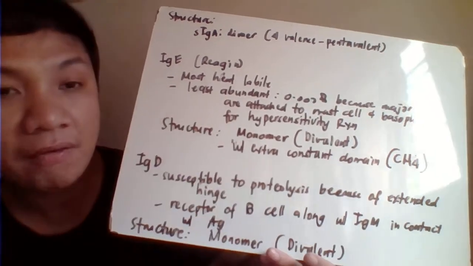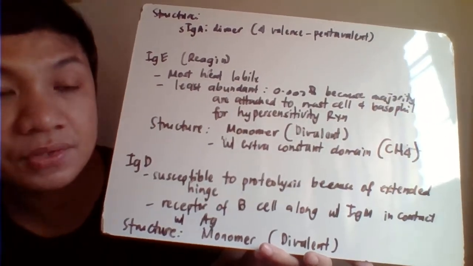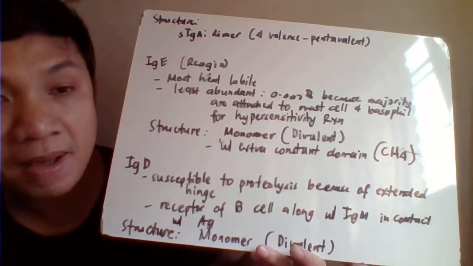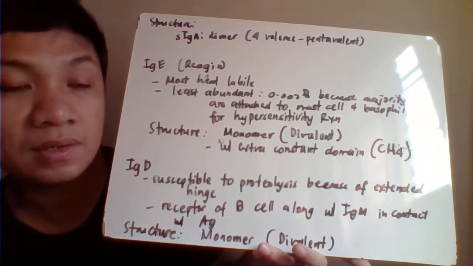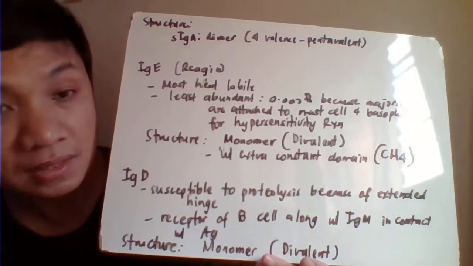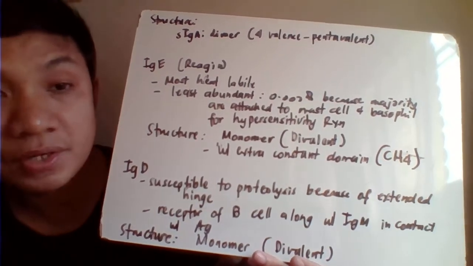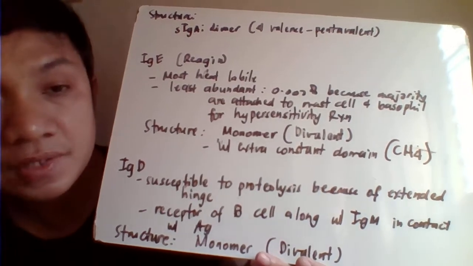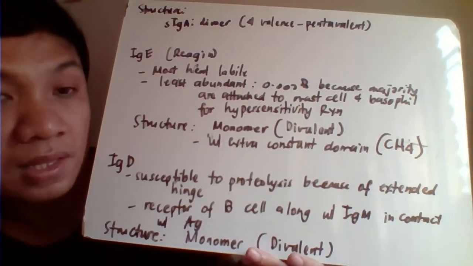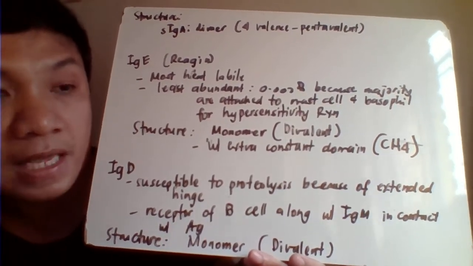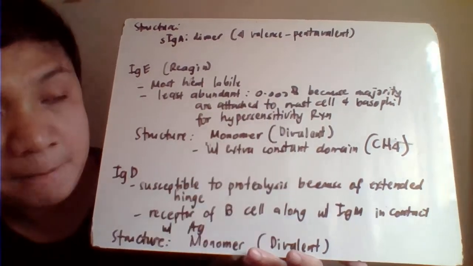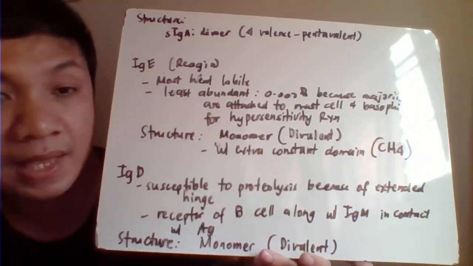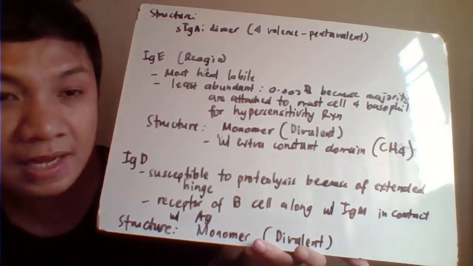Okay, the next one, we have here your IgE. Other name for that is your reagin. So this is the antibody that is being produced in response to our allergen. So this is involved in our allergic reaction or even in your parasitic infection. So IgE is considered the least abundant among our immunoglobulins, constituting only approximately 0.002%. So bakit konti lang siya sa ating circulation?